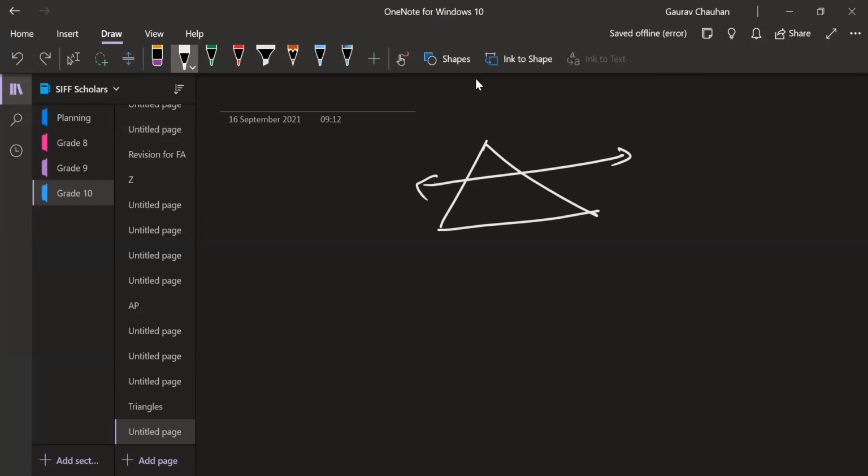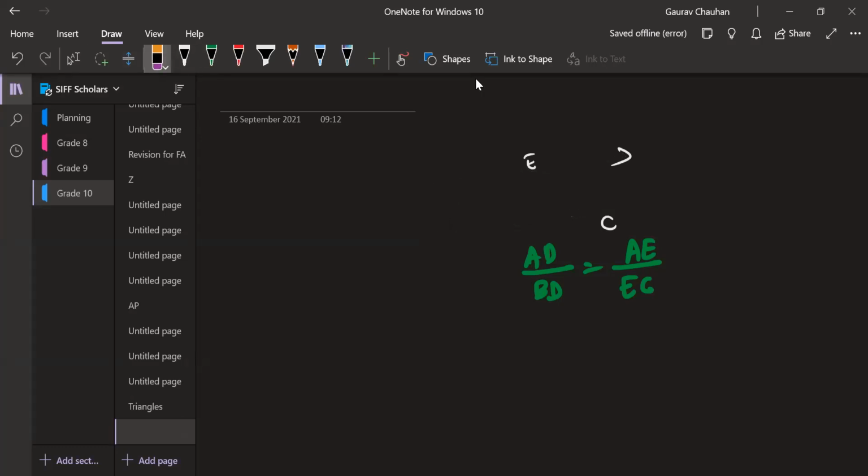So then we concluded that the ratio in which the other two sides will be divided, which is this length divided by this length, these two ratios are going to be the same, right? AD by BD is going to be equal to AE by EC. This is the basic proportionality theorem.